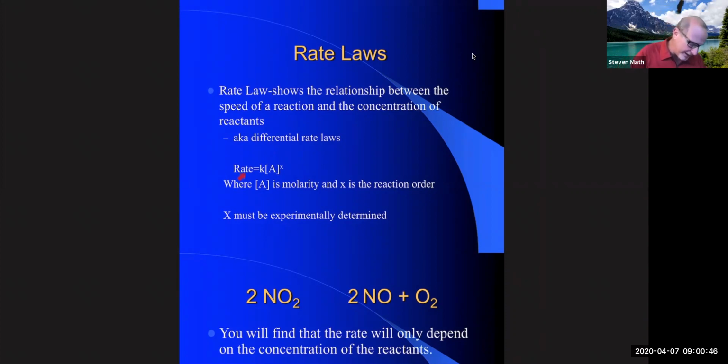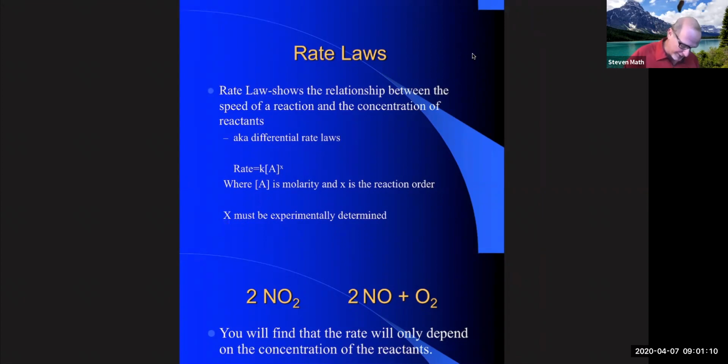And so what we have is this thing called a rate law expression. This is where rate is equal to k, A to the x. Now, A is the concentration. That's the molarity that we're dealing with. And x is called the reaction order. That x has to be calculated experimentally.